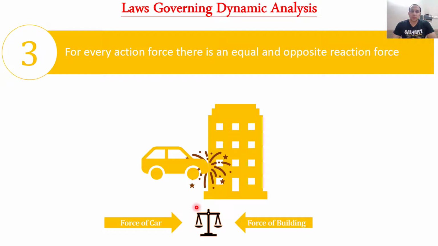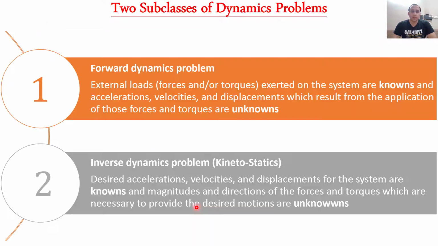Okay, so this is something which you already know, but here is a quick recap of that one. Now we will discuss the two subclasses of dynamic problems. We deal with two types of problems when we do the dynamic analysis. One is the forward dynamic problem, and the other one is the inverse dynamic problem. The inverse dynamic problem is also known as kinetostatics.